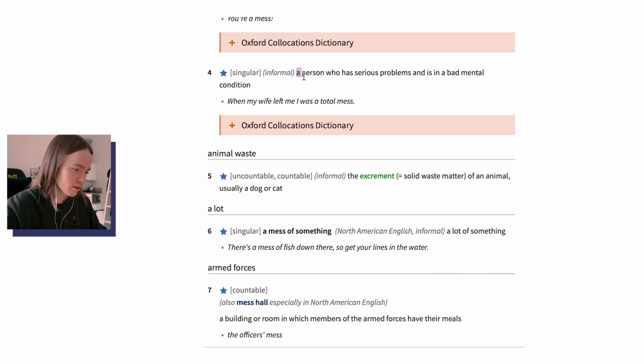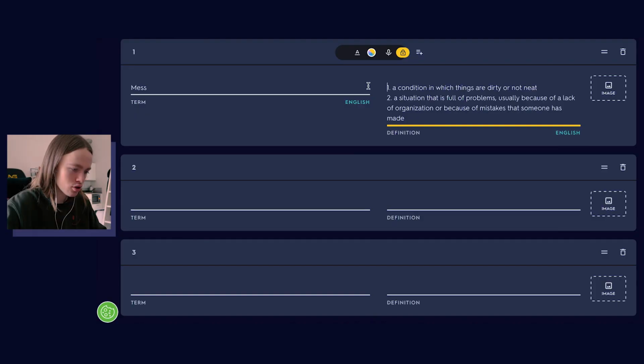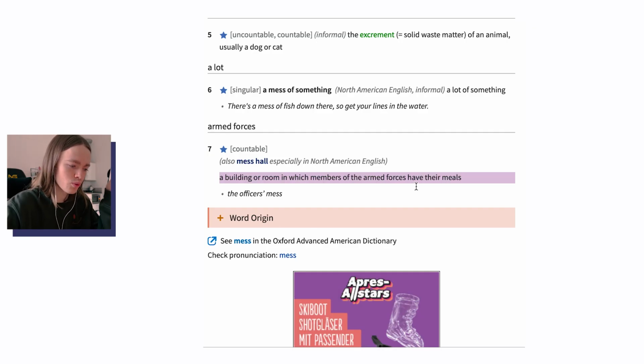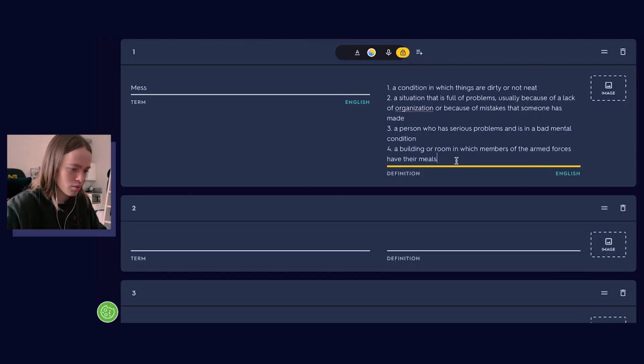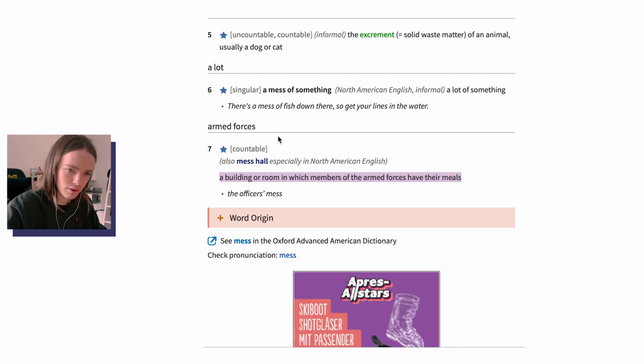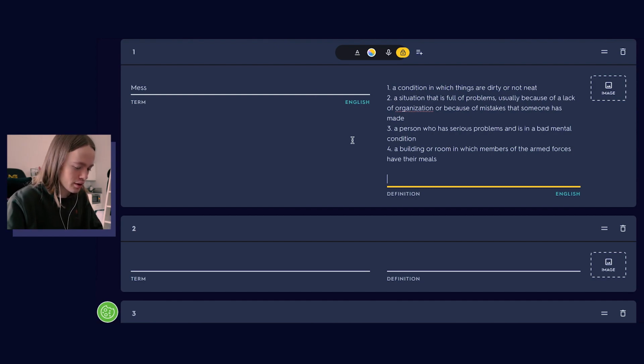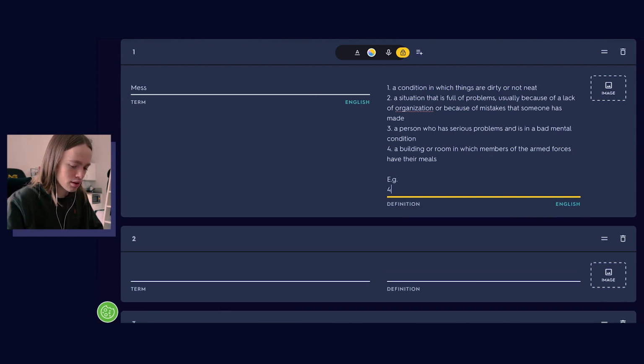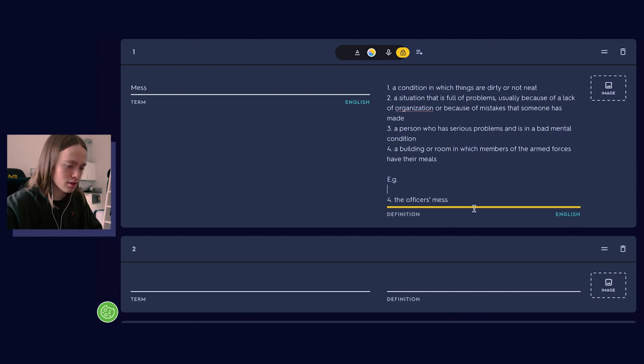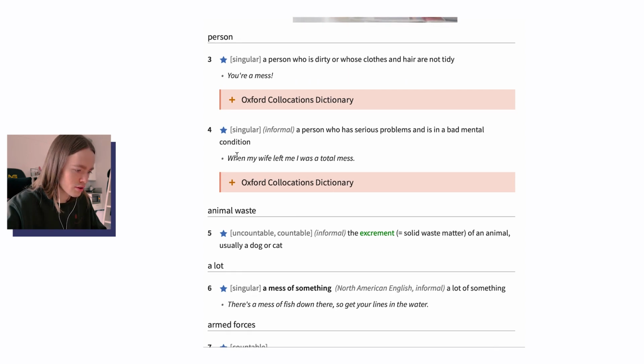I don't know. Yeah. Let's take a person who has serious problems and is in a bad mental condition. Okay, a building or room in which members of the armed forces have their meals. Girl, this is what I'm talking about, you know? It's completely unpredictable. So anyway, four meanings are enough. So let's put examples here also. Let's start with number four, because we have an expression, so it will make sense for me. Then the third one, a person who has serious problems.